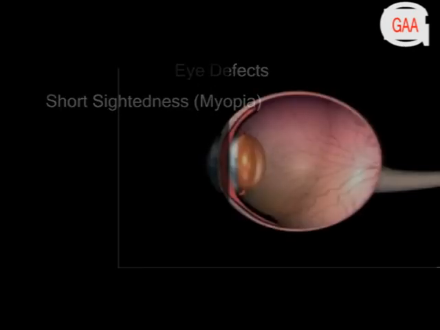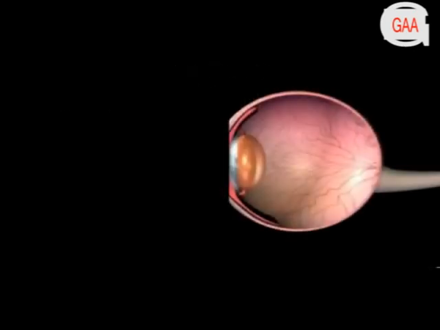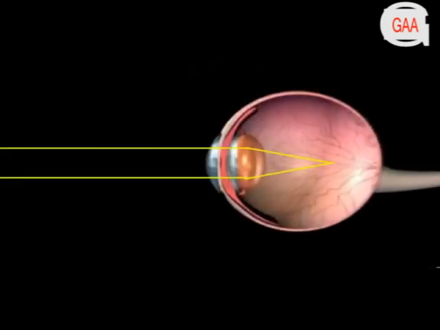Defects of the eye. These are structural changes in the eye which make the focusing mechanism of the eye difficult. Short-sightedness or myopia. This is a condition in which light rays from a distant object are brought to focus in front of the retina, while those from a near object are clearly focused on it.